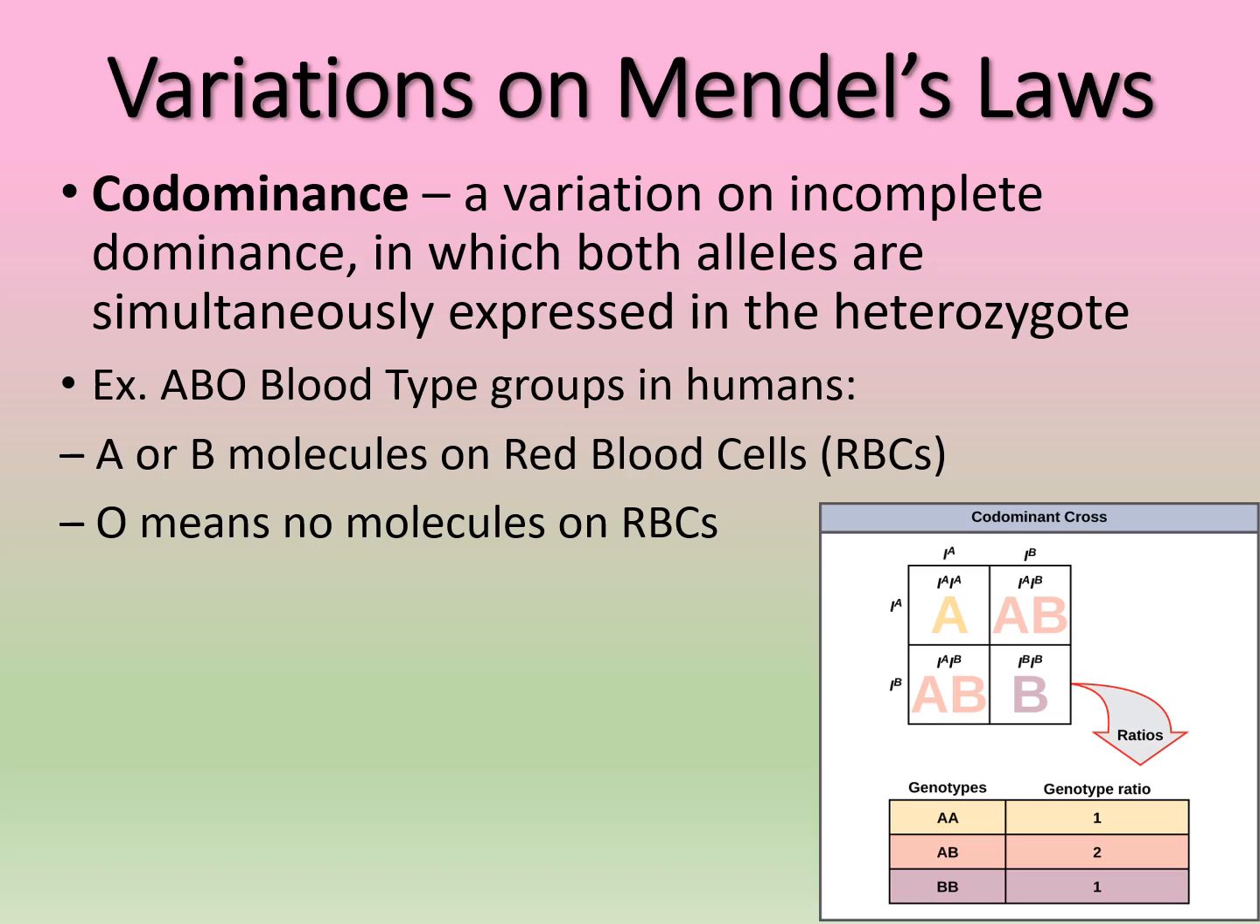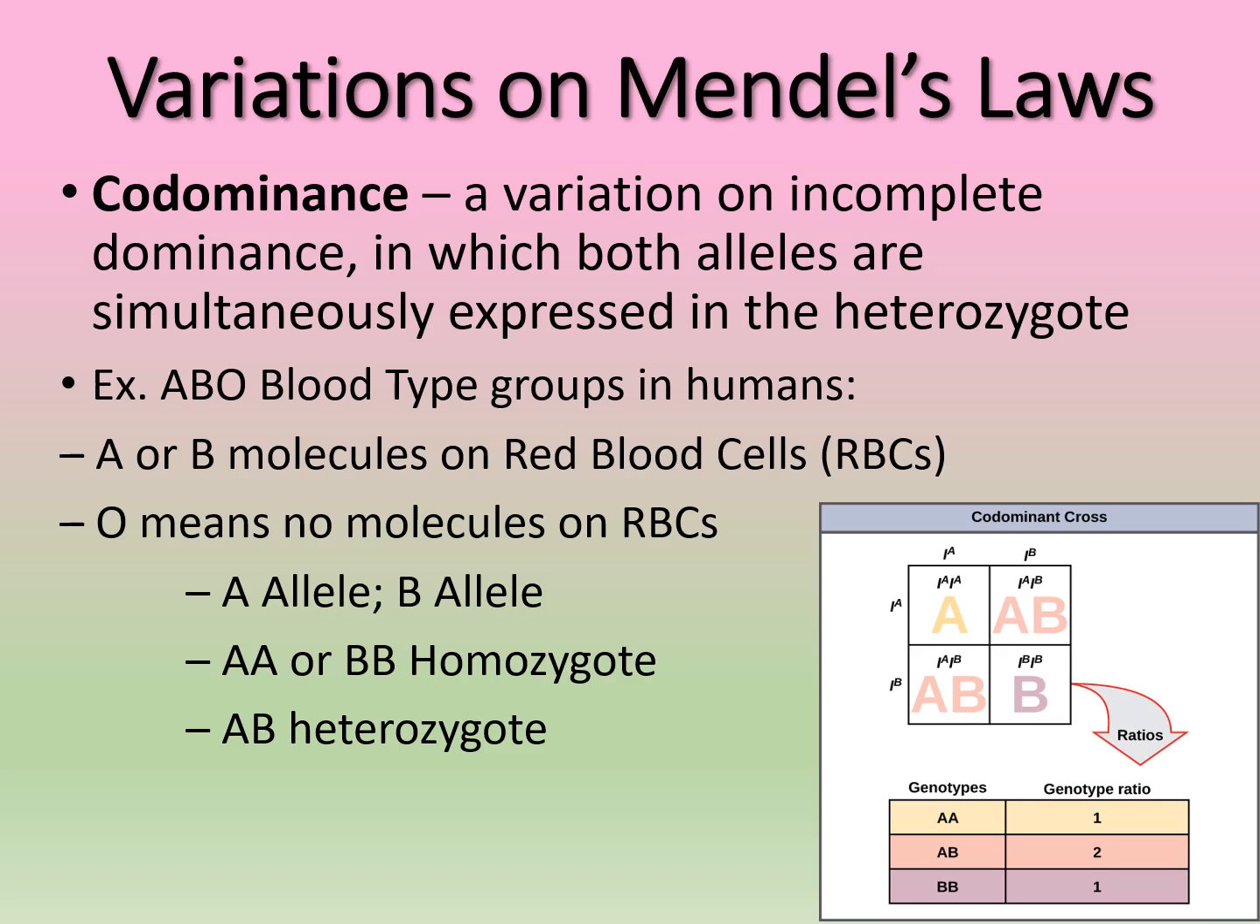So what do we mean by codominance? Well, remember that AB type, right? So that means both A and B are codominant. They're both dominant, okay? So that's why in our individuals that have AB blood type, they're both expressing the A and the B type molecules.